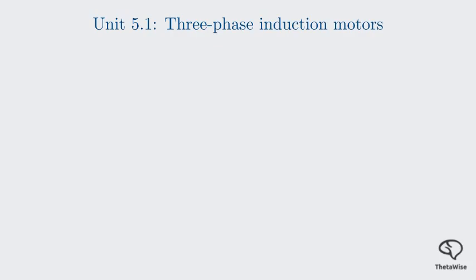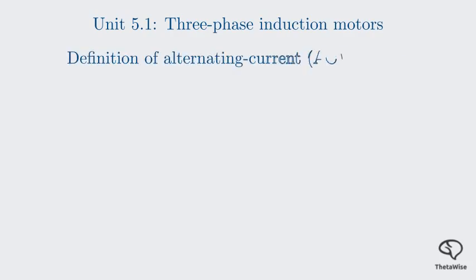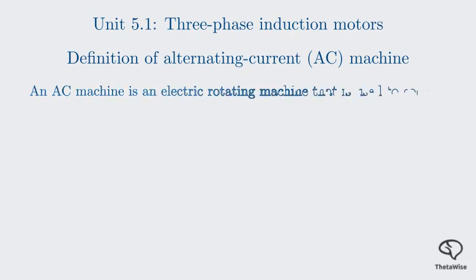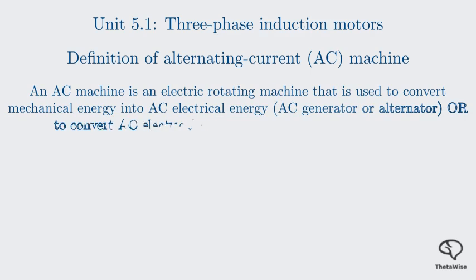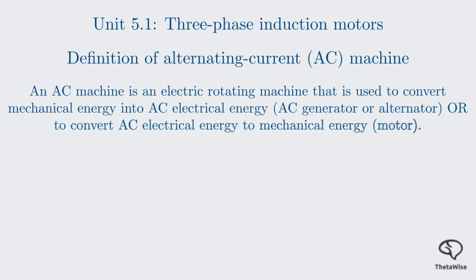What exactly is an AC machine? An AC machine is any rotating electric machine that converts electrical energy into mechanical energy, or mechanical energy into electrical energy. When it acts as a motor, it takes electricity and produces rotation. When it acts as a generator, it takes rotation and produces electricity.